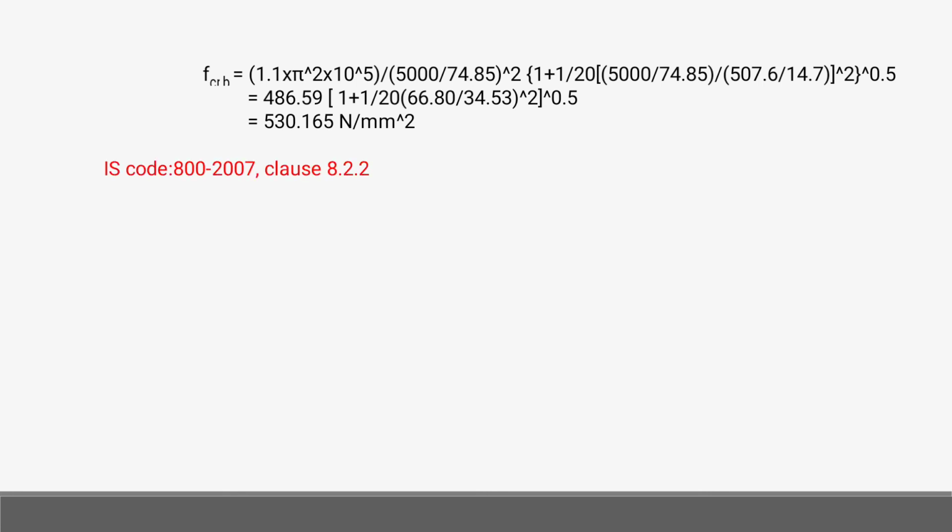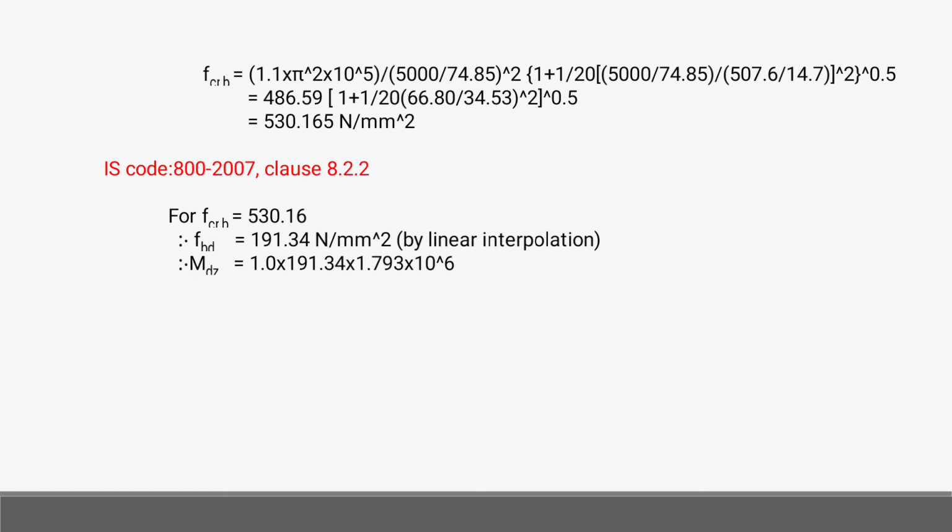From IS code IS 800 2007, clause 8.2.2, for FCB equal to 530.6, FBD is equal to 191.134 by linear interpolation. So MD is equal to 1 into 191.34 into that, because we need to find out all the values based on this step.